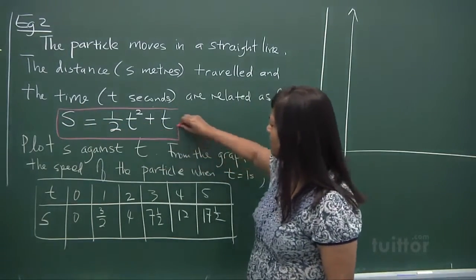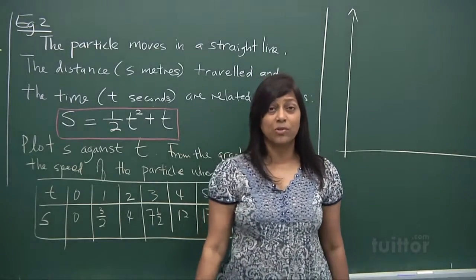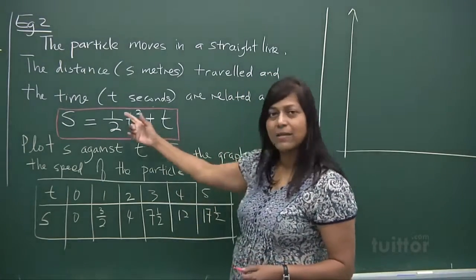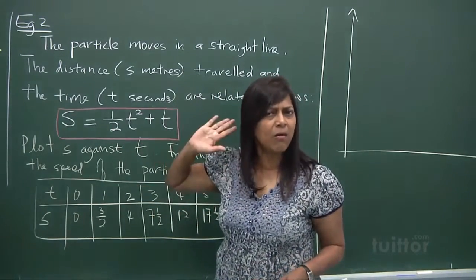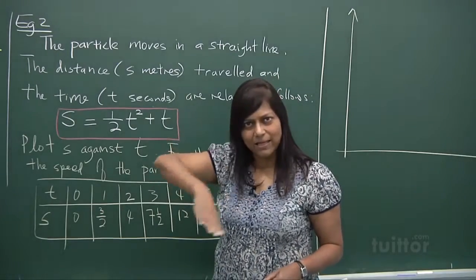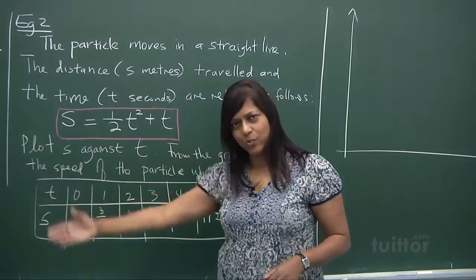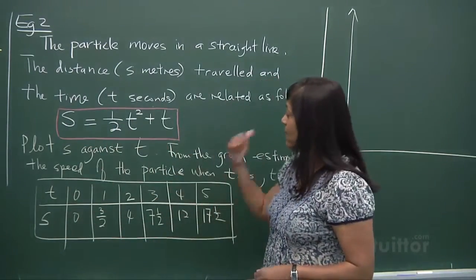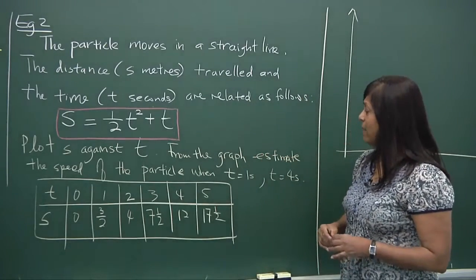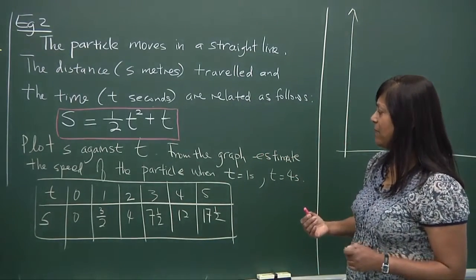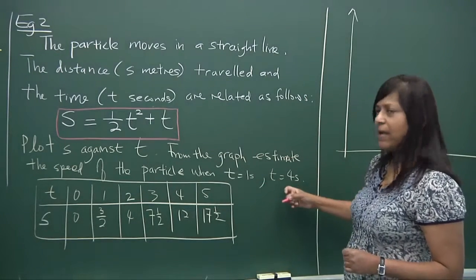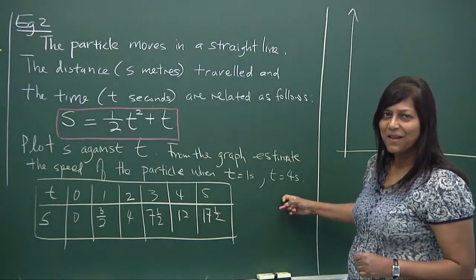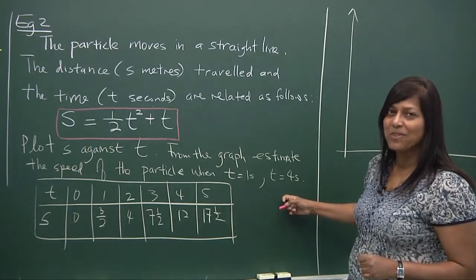Now, my dear, if you look at this formula, you can see there's a quadratic equation. And it's got a positive t squared, that's a half. So it's going to be a mountain or a valley. It's going to be a valley, that shape. When you see a minus t squared, then it will be the other way. Now you're going to plot s against t. And from the graph, you have to estimate the speed of the particle when t is 1 second and t is 4 seconds. As I said to you again, you're going to draw it with accuracy.